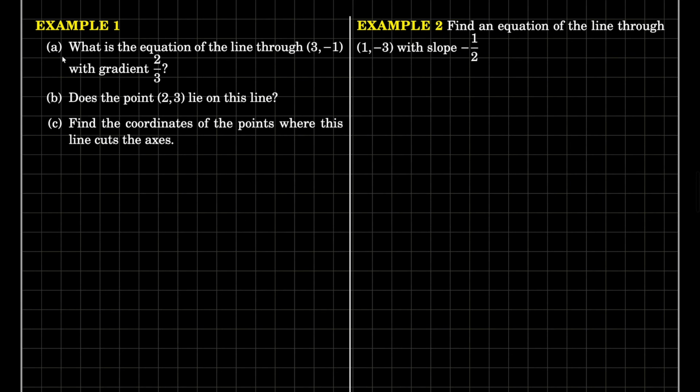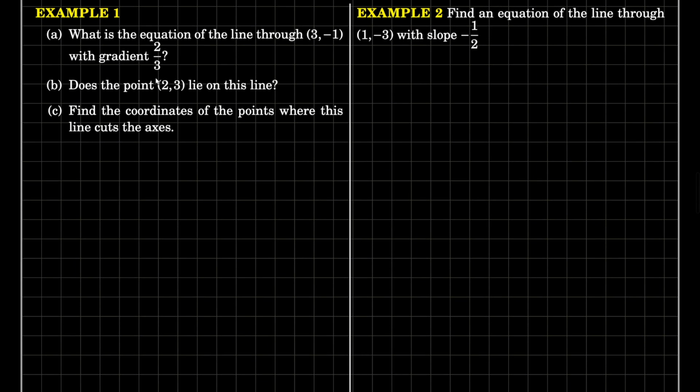Ẹ máa rí pé question yìí ń sí, wọ́n fún yín ní point kan, wọ́n dẹ̀ fún yín ní gradient. So tá bá ní ká kọ sílẹ̀ ń sí, what we are going to be having is m is equal to 2 over 3, ìyẹn ní gradient. And for the other one, 3 comma minus 1, ìyẹn ní point. So you have 3 comma minus 1.